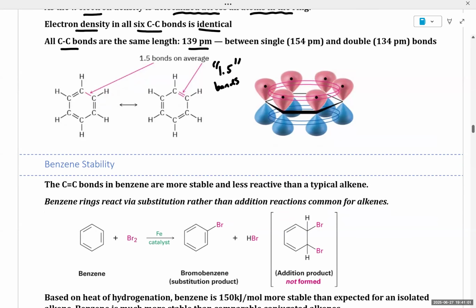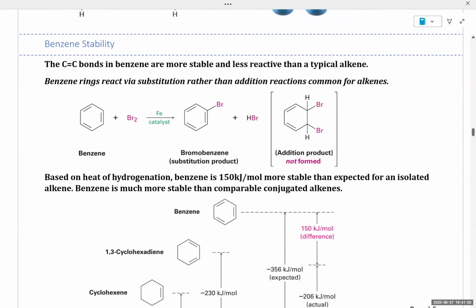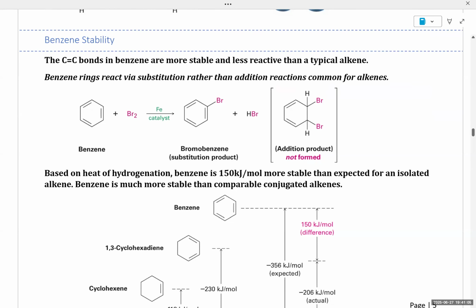Further, as a consequence of the fact that all of the pi bonds are fully conjugated, the carbon-carbon double bonds in benzene are more stable and less reactive than a typical alkene. Benzene rings react via substitution rather than addition reactions common for alkenes.